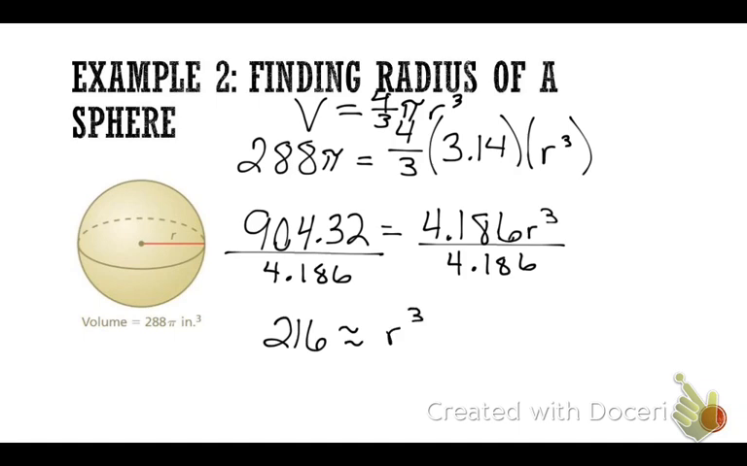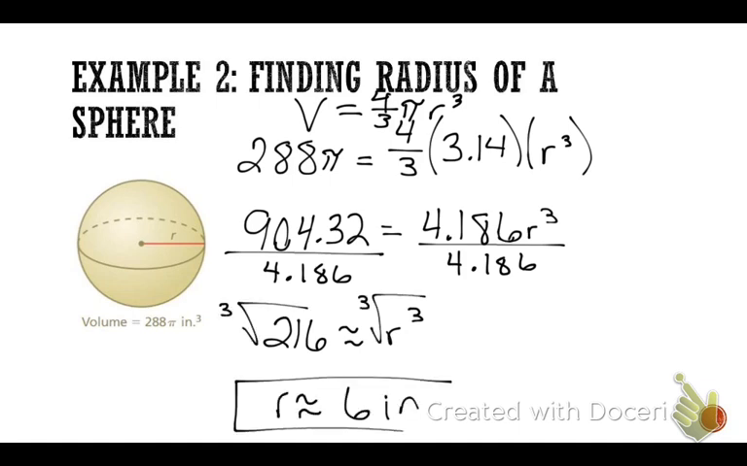Wait a second, why did I say cube root? Aren't I supposed to take a square root when I have an exponent? Yeah. What's my exponent? 3. And I know that the inverse operation of the third power is the cube root. Cube root of 216 is 6. There we go. R is approximately 6 inches.